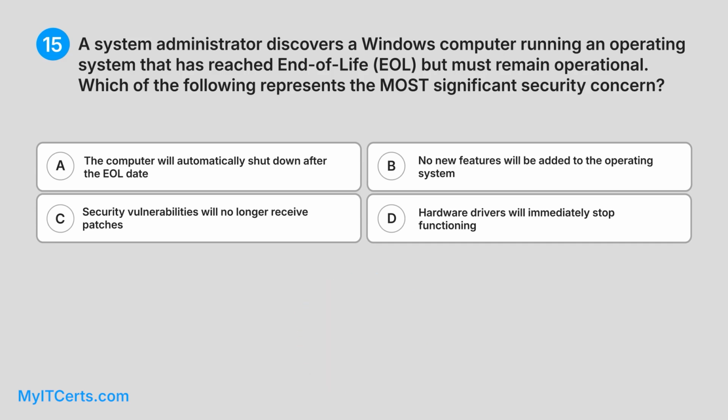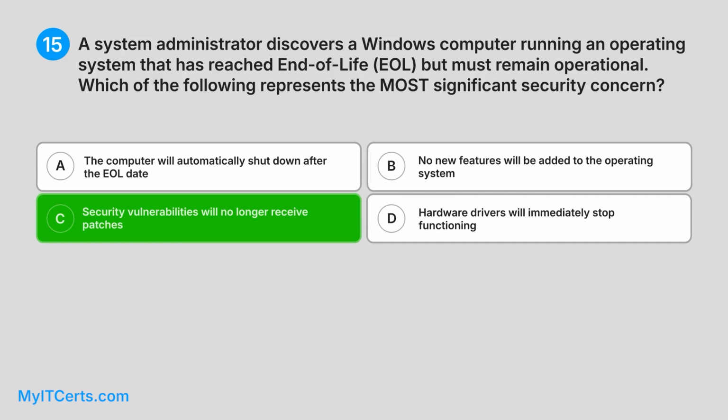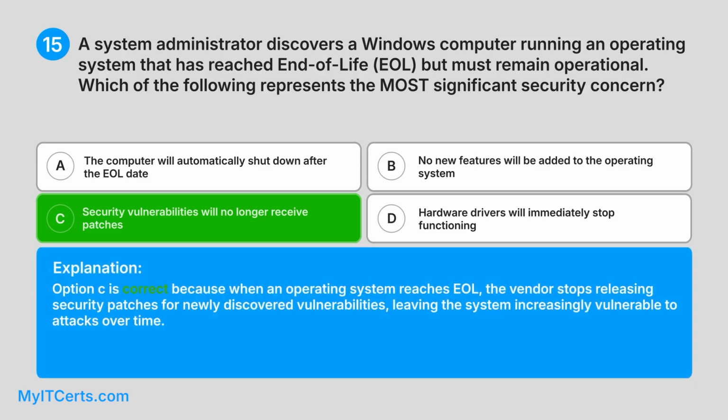Correct answer: C. Security vulnerabilities will no longer receive patches. Explanation: Option C is correct because when an operating system reaches EOL, the vendor stops releasing security patches for newly discovered vulnerabilities, leaving the system increasingly vulnerable to attacks over time.